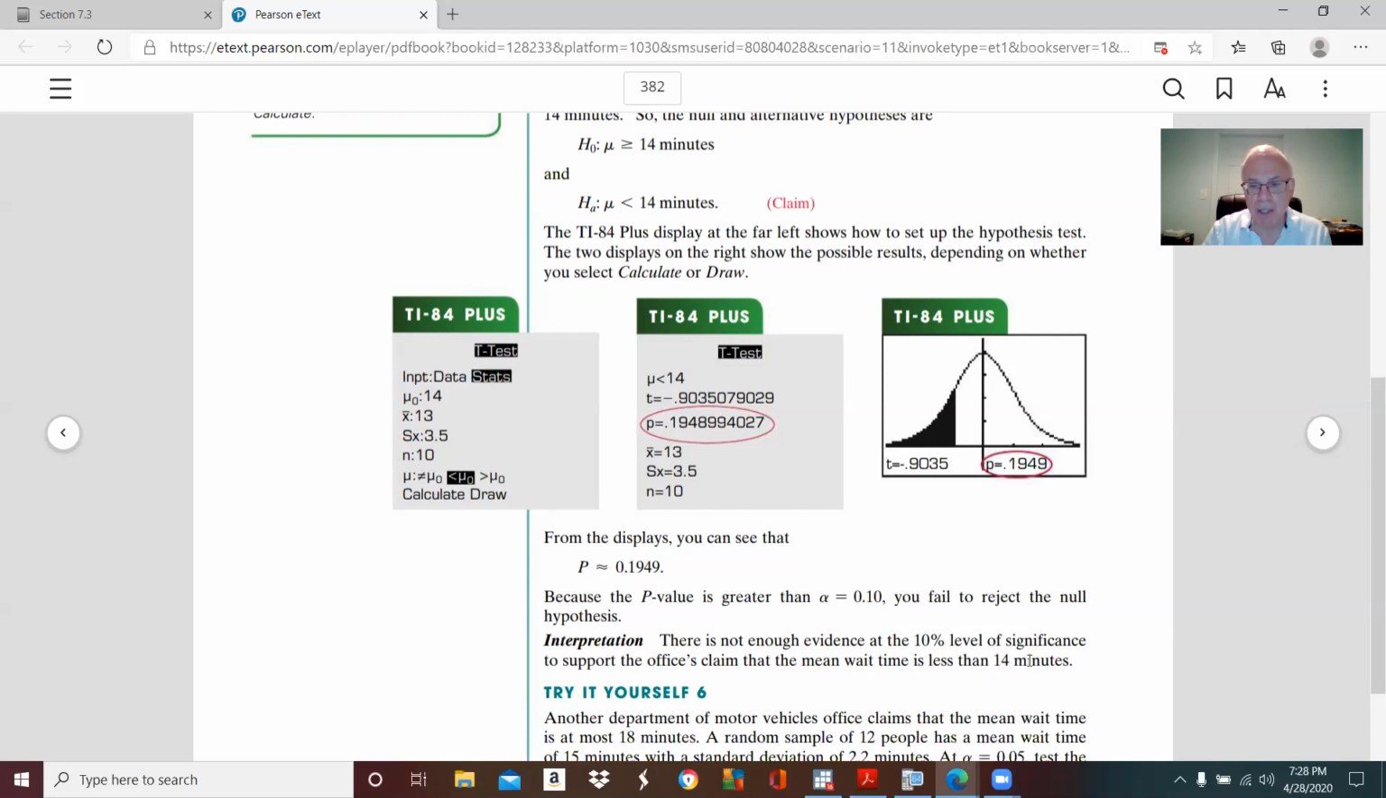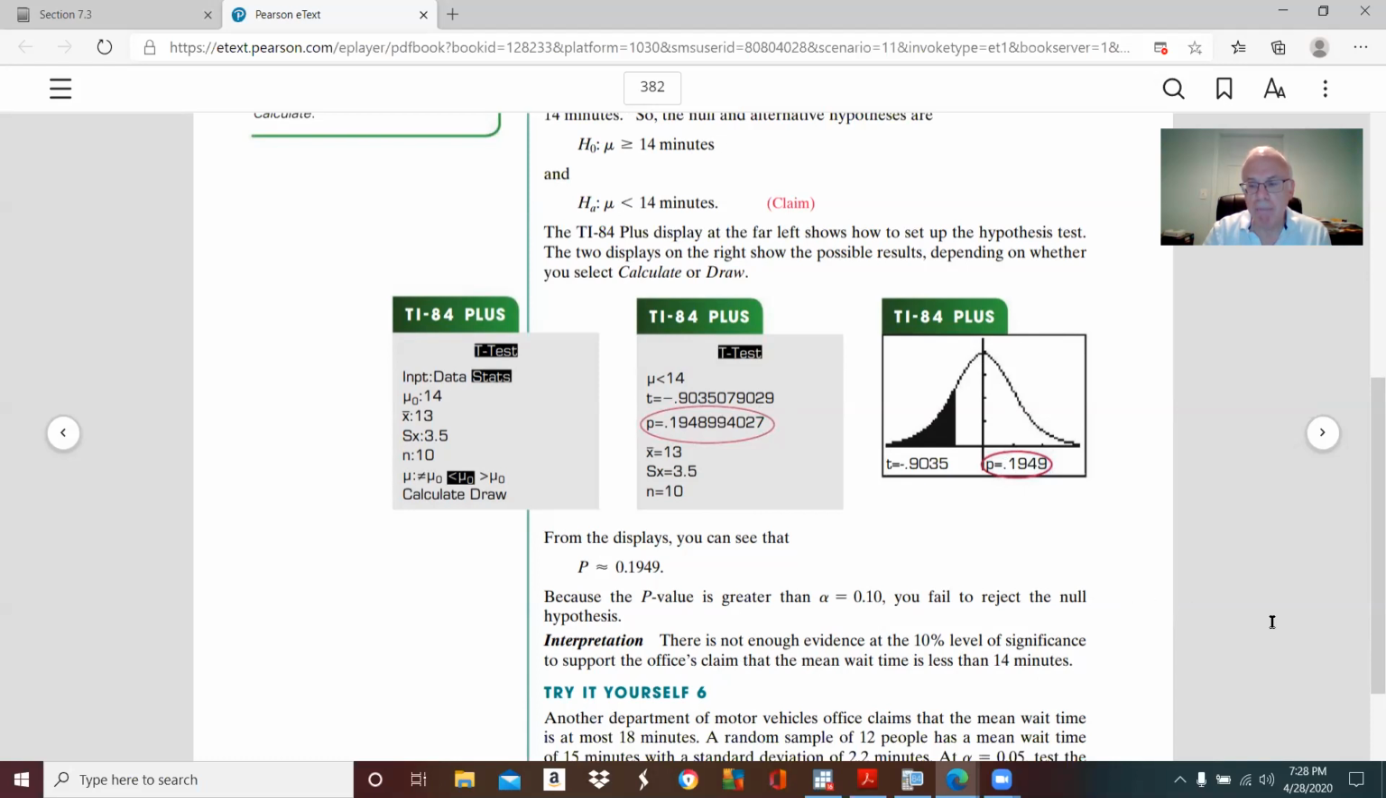Well, this is the same thing as rejecting the null hypothesis, but the claim happens to be the alternative hypothesis. So when you reject the null hypothesis, you are supporting the alternative hypothesis, which happens to be the claim. So that's why they state it in this way here. Instead of saying reject the null, they're saying support the claim, which happens to be the alternative.